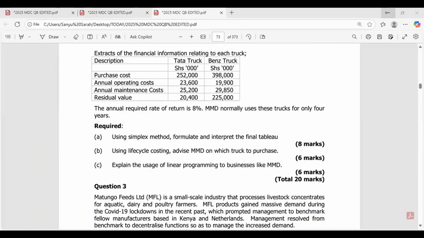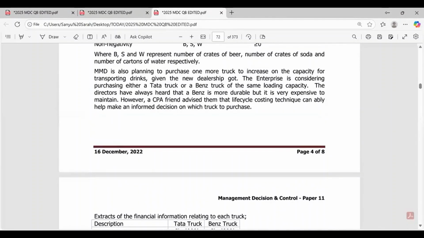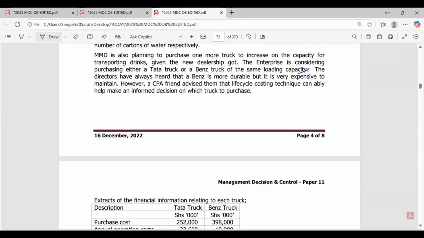Now, here they are telling us that the enterprise is considering purchasing either a Tata truck or a Benz truck of the same loading capacity. So the loading capacity is the same. Then they say that the directors have always heard that a Benz truck is more durable, but it is very expensive to maintain. However, a CPF friend advised them that life cycle costing technique can ably help make an informed decision on which truck to purchase.